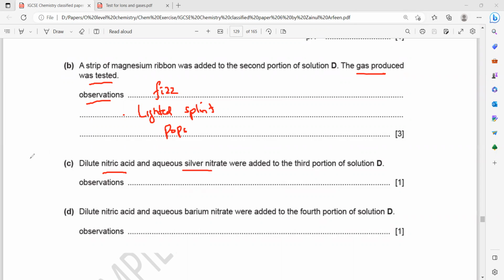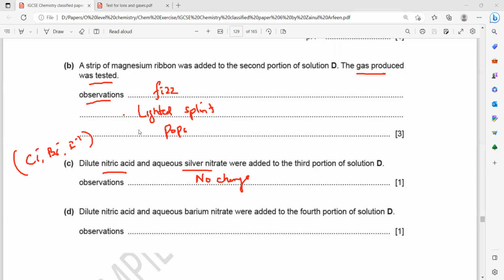Dilute nitric acid followed by silver nitrate. This is a test for halides: chloride, bromide, iodide. So these ions are not there because it's a sulfate ion that is there. So there will be no visible change or no reaction, you can say. No visible change is the right term because sometimes ions mix, but no visible change is there. No reaction is acceptable, or no precipitate is even acceptable.